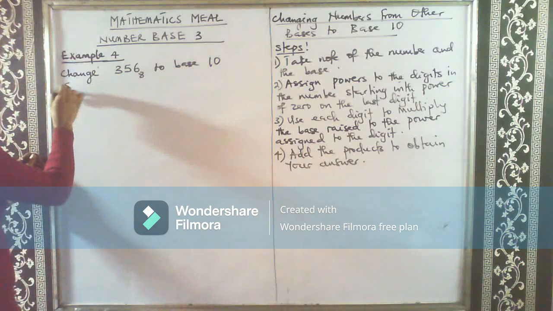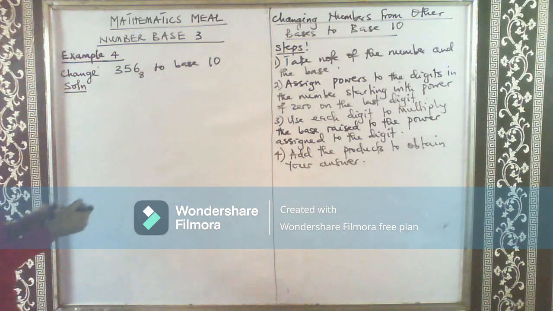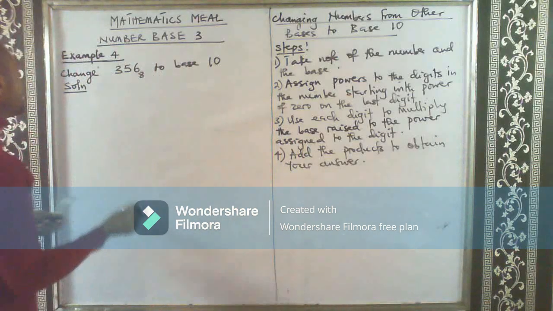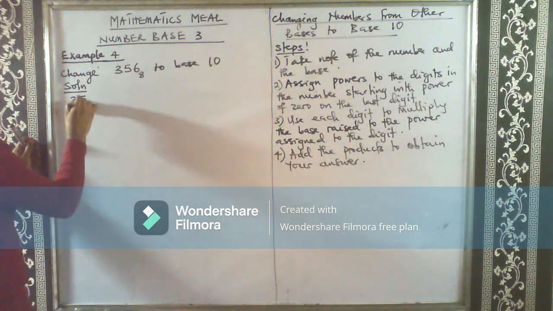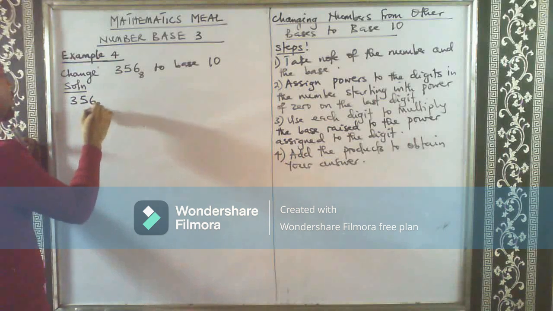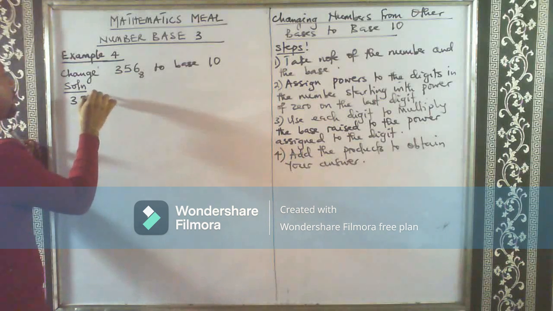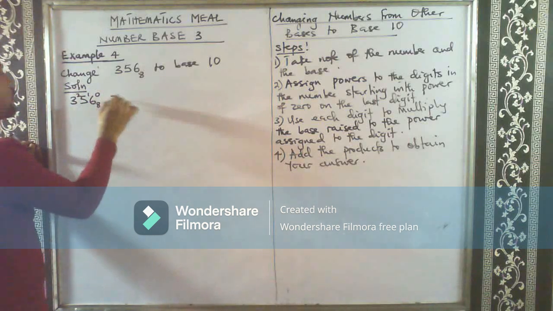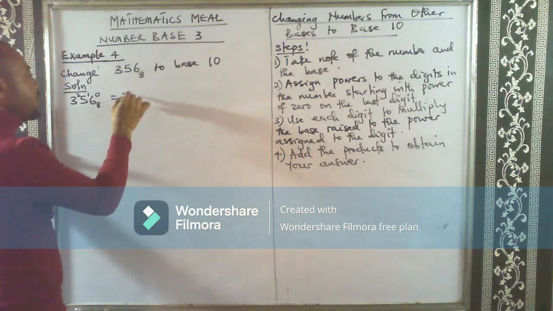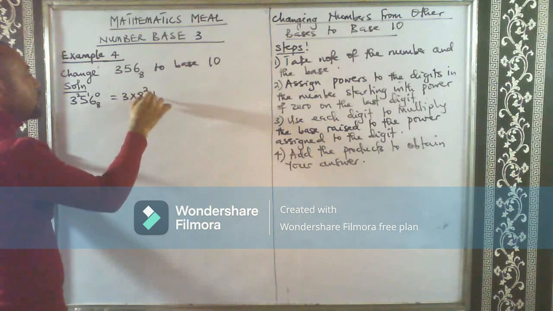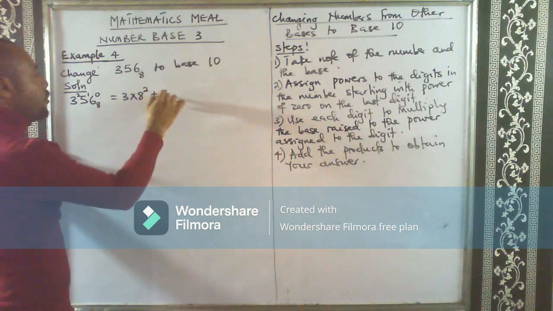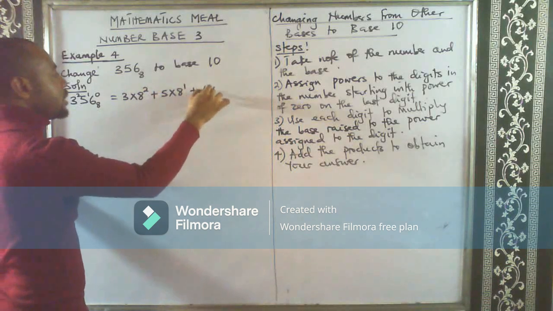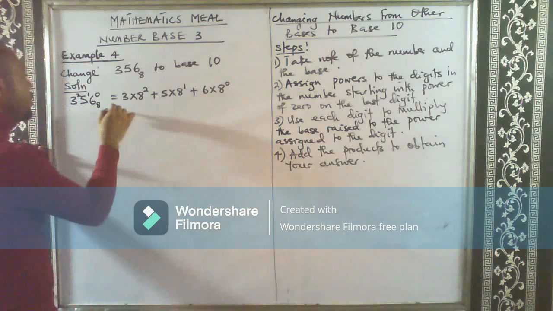3, 5, 6 in base 8, change it to base 10. So still the same principle. We use the same principle also. 3, 5, and 6 in base 8. So we assign powers. Okay? We're going to have 3 times 8 raised to power 2 plus 5 times 8 raised to power 1 plus 6 times 8 raised to power 0.